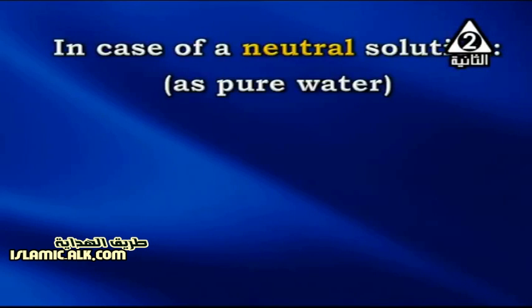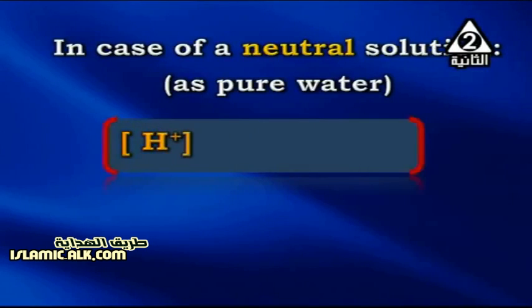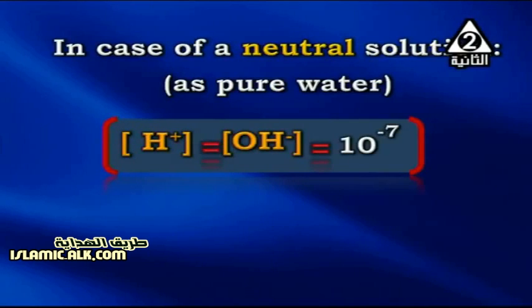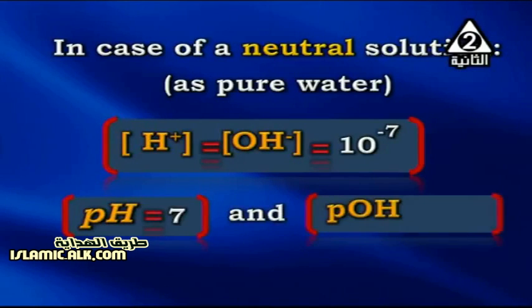In case of a neutral solution such as pure water, the concentration of hydrogen ion equals the concentration of hydroxide ion, which equals 10 to the power negative 7. So pH equals 7 and also pOH equals 7.